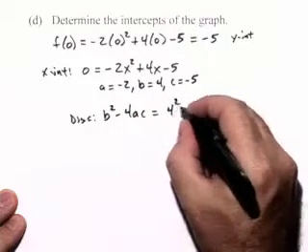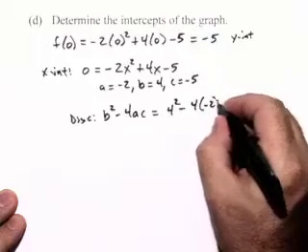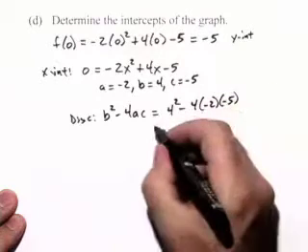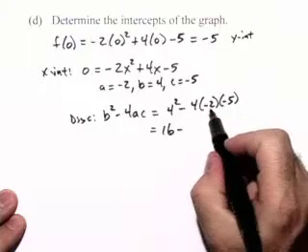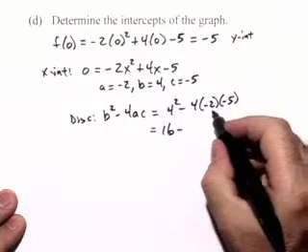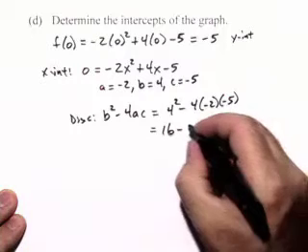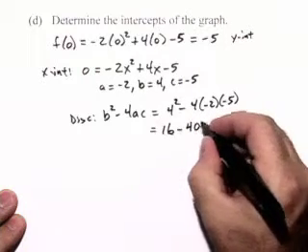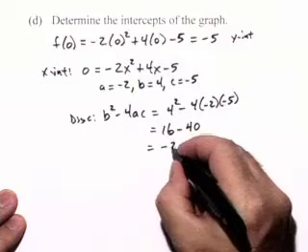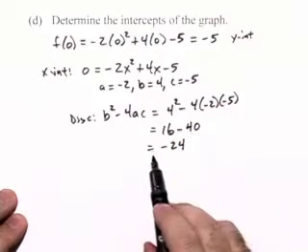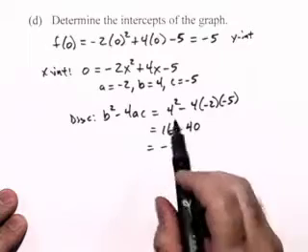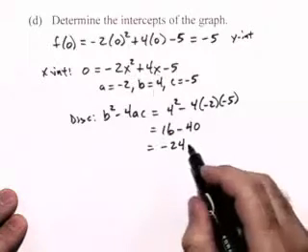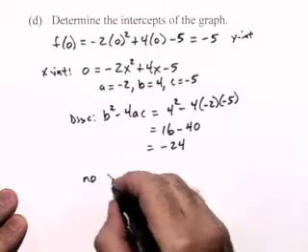That's b squared minus 4ac. So it'll be 4 squared minus 4 times negative 2 times negative 5. So we'll get 16 minus 4 times negative 2 is negative 8. Negative 8 times negative 5 will be a positive 40. So we end up with 16 minus 40, which is equal to negative 24. Since the discriminant is negative, the solutions to our quadratic equation will be imaginary, so we have no x-intercepts.